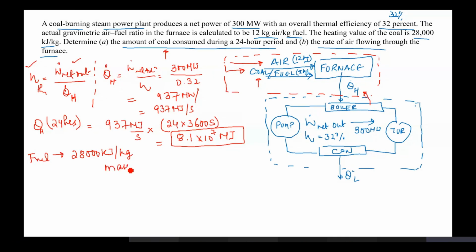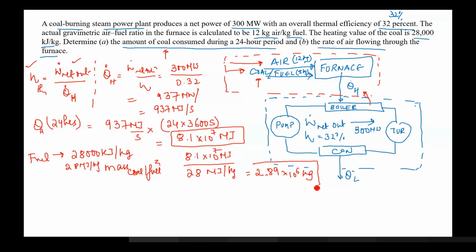So the mass of coal consumed, or fuel, would essentially be 8.1 into 10 raised to power 7 megajoules divided by 28 megajoules per kg. I have converted 28,000 kilojoules into 28 megajoules per kg. This would give me 2.89 into 10 raised to power 6 kg. First part is done: the amount of coal consumed during the 24-hour period.